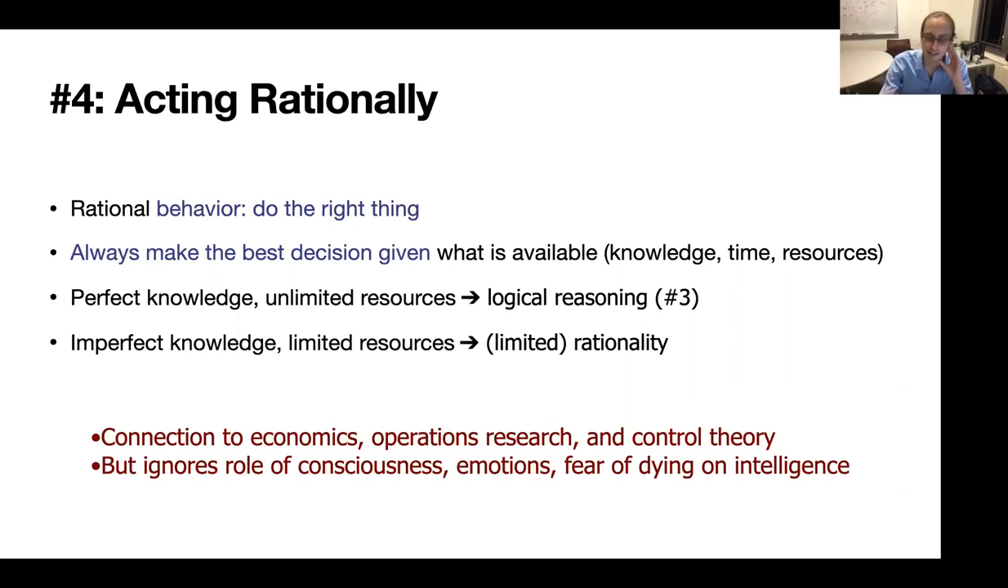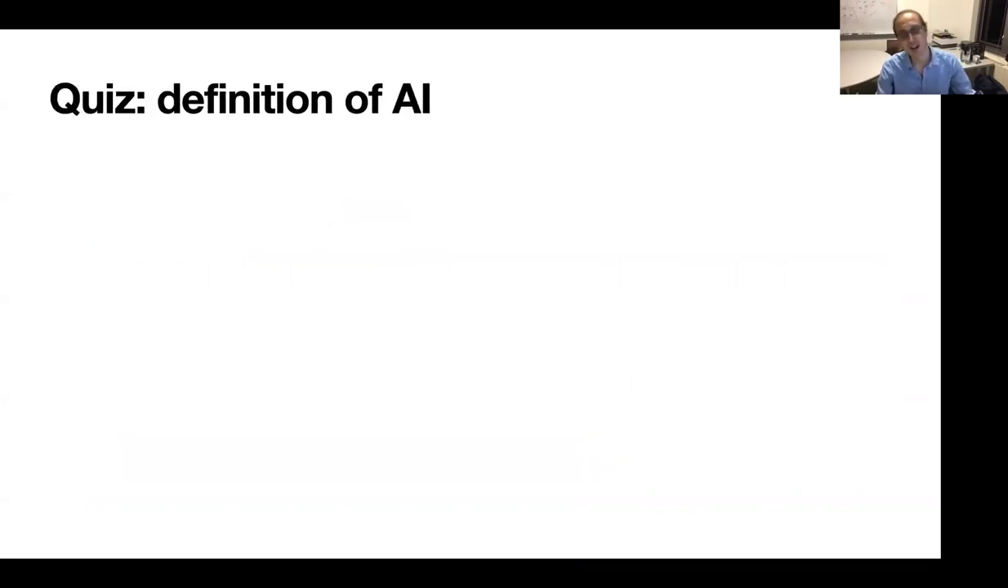But this kind of approach with rationality generally ignores the role of consciousness, emotions, fear of dying, and so on. All these kinds of, let's say, human aspects about us. And maybe they are important. Maybe, and probably, they are important to model and understand. So a machine that acts completely rationally might not be able to understand each of these and understand why humans are taking certain actions.